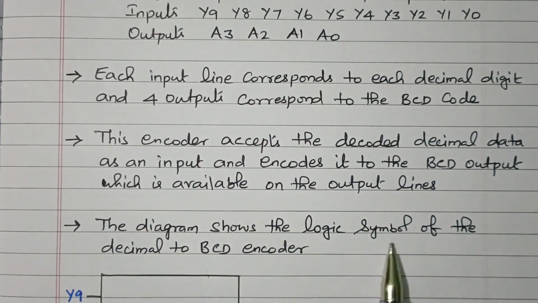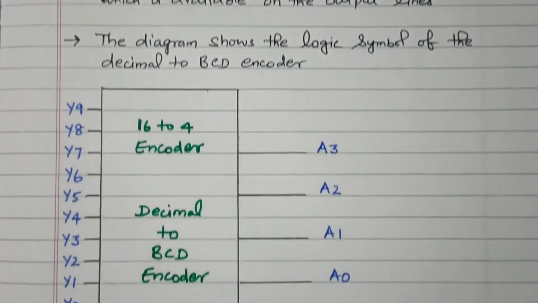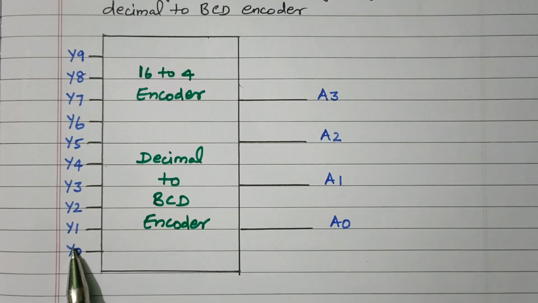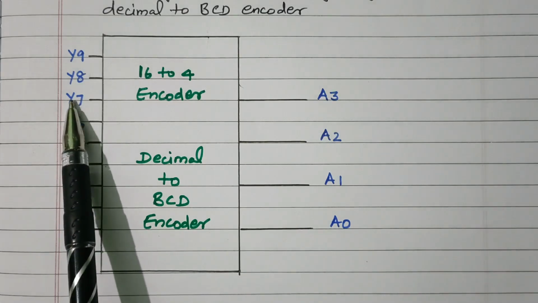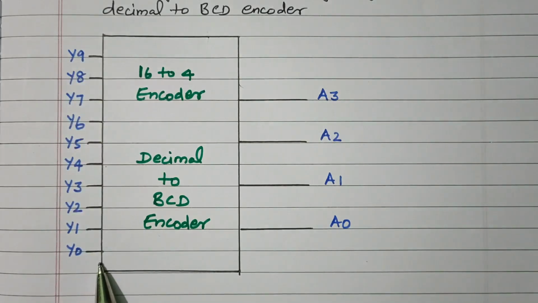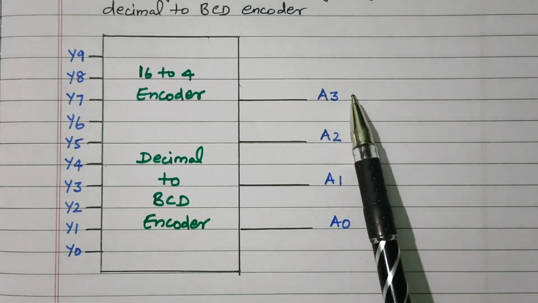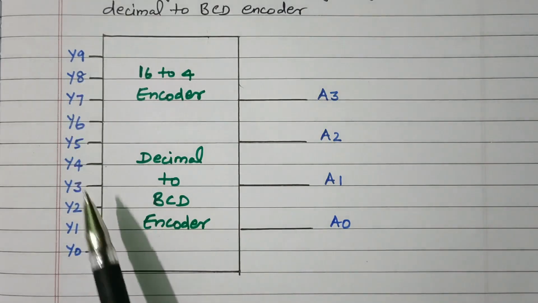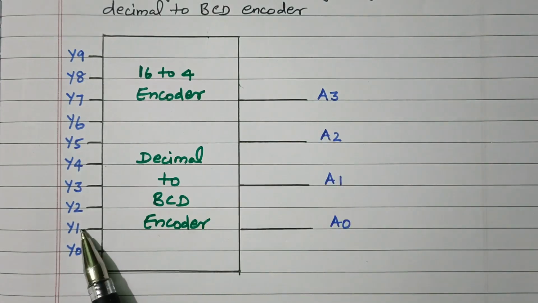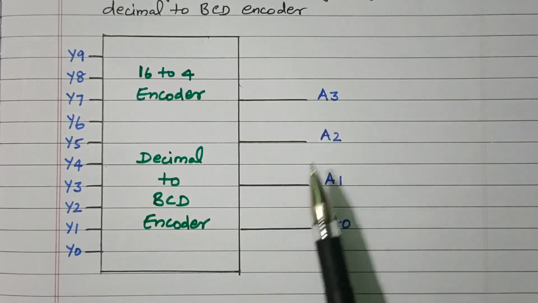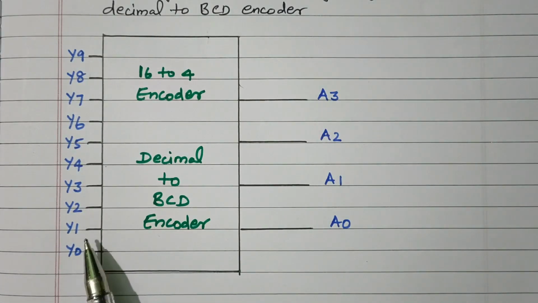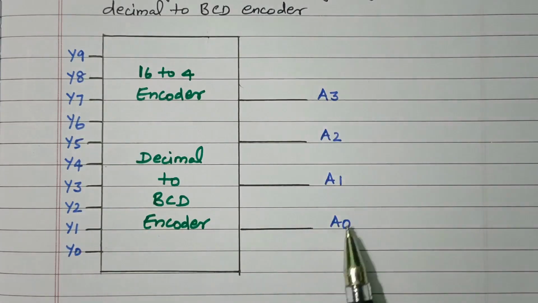The diagram shows the logic symbol of the decimal to BCD encoder. Now we'll see the block diagram. So this is the 16 to 4 encoder or decimal to BCD encoder. Y0, Y1, Y2, Y3, Y4, Y5, Y6, Y7, Y8, Y9: there are 10 different inputs available. According to these 10 inputs, we have 4 different outputs: A0, A1, A2 and A3. At a given time, any one input will be 1. For example, if Y0 is 1 and the other terms are 0, we'll get 0, 0, 0, 0 as the output. If Y1 is 1 and the others are 0, we'll get 0, 0, 0, 1. Here we are using only 10 inputs, 0 to 9, not 16 inputs. Then only we'll get a valid BCD as output.